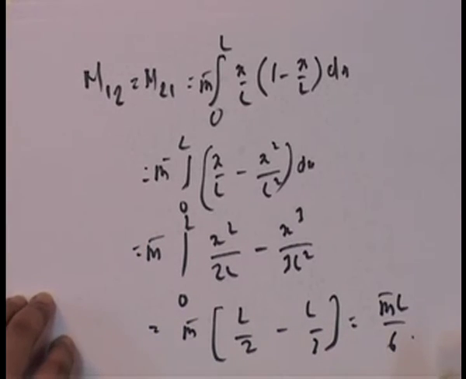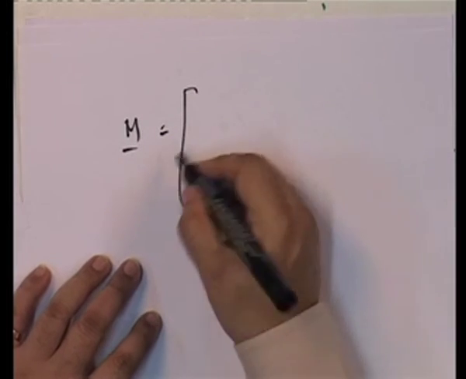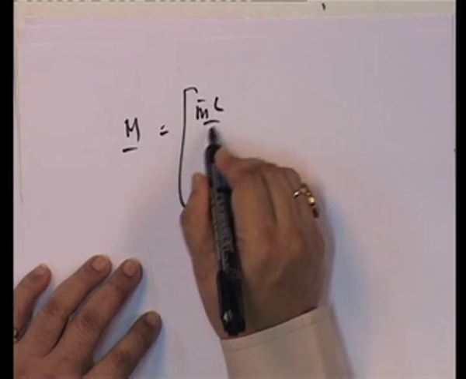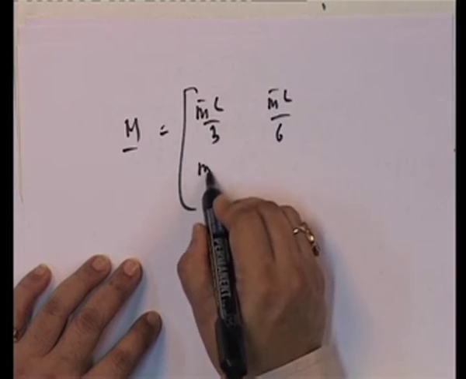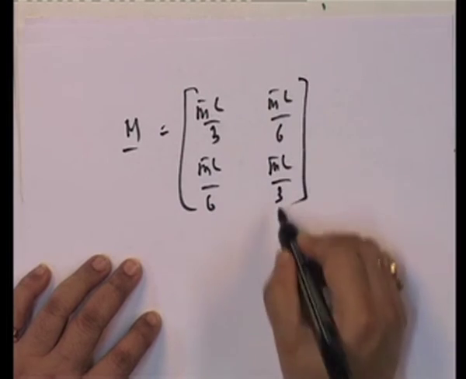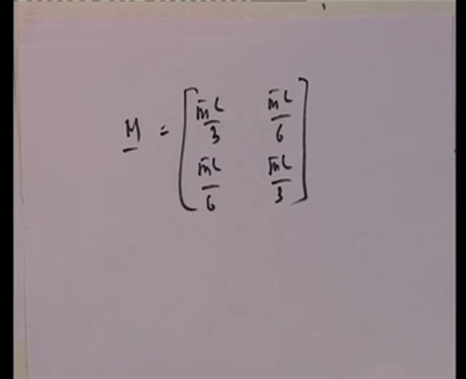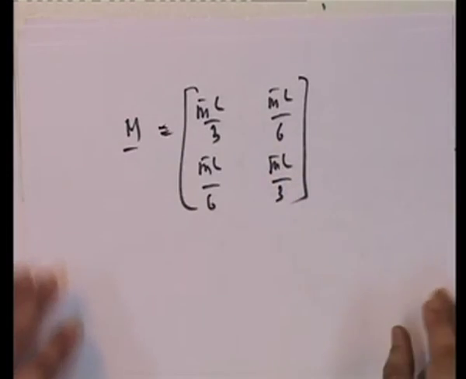So, if you look at my mass matrix, my mass matrix for this thing looks like m bar L by 3, m bar L by 6, m bar L by 6, m bar L by 3. Completely different from the previous mass matrix, isn't it? And so I have proved that the mass matrix is indeed this. And then let us get the k.